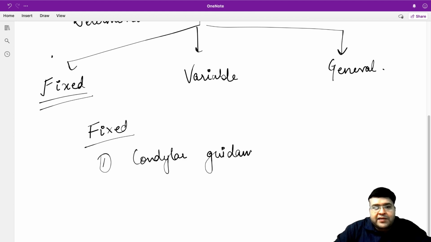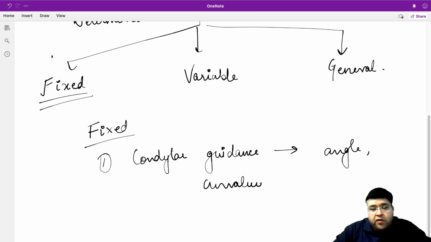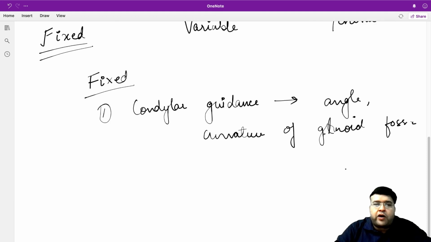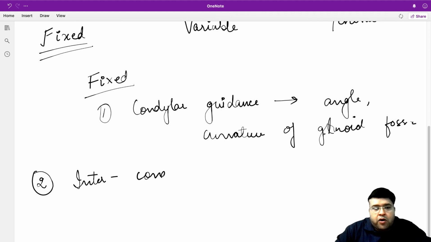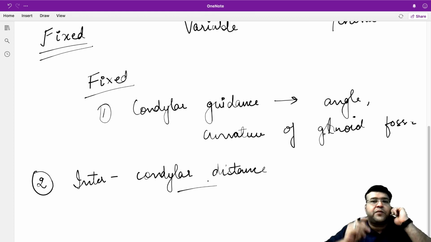Now, what do I mean when I say condylar guidance? I mean the angle of condylar guidance, I mean the curvature of the glenoid fossa, right? These things are not in our control. Whatever the patient has, we have to record it from there and then take it forward. Secondly, there is something called the intercondylar distance, right? This intercondylar distance, that is the distance between the right and the left condyle, is given by the patient.